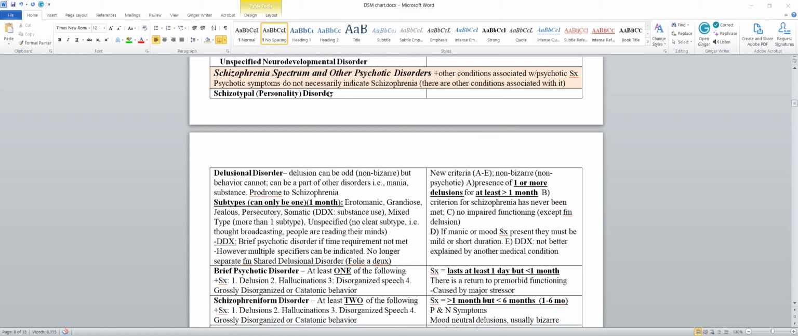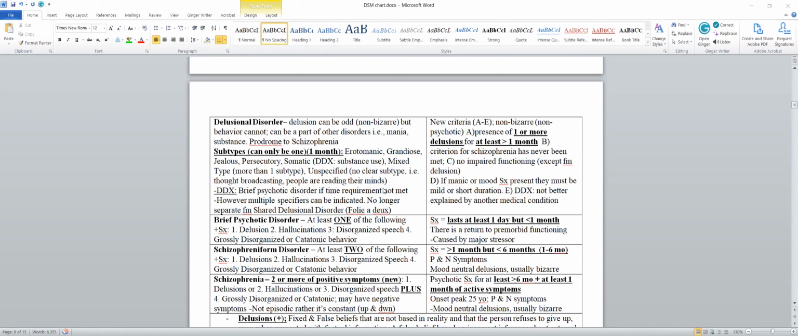I had skipped over schizotypal, which is a personality disorder, which I'm going to discuss in the personality section. That was schizotypal. That is under the category of schizophrenia spectrum and other psychotic disorders.